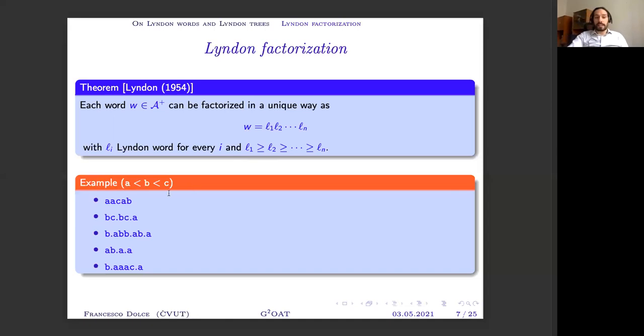So just to give some examples, the first word AACAB is a Lyndon word, so of course it's factorized as itself. BCBCA is not a Lyndon word, but you can factorize it as a product of BC followed by BC followed by A, and these three are Lyndon words, and BC is equal to BC, and BC is strictly greater than A. And you can do the same for all the other words. And actually, what he proved is that every single finite word can be factorized in such a way.